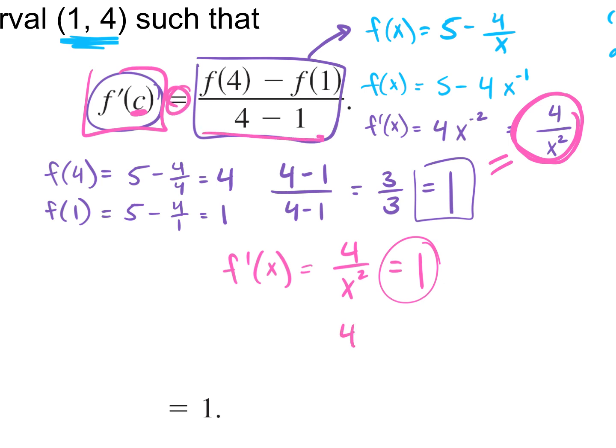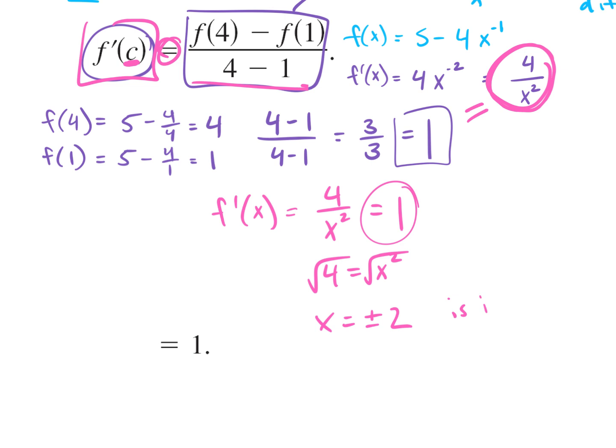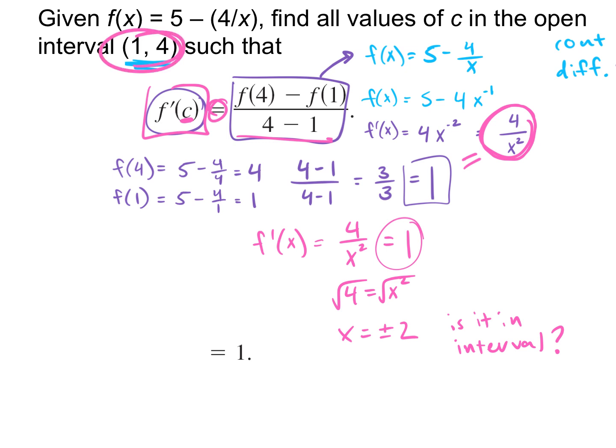So when we solve, we get 4 equals x squared. Take the square root. So what does x equal? Plus or minus 2, but we always need to ask, is it in the interval? Are positive 2 and negative 2 in the interval? Which one's not in the interval? Negative 2, because we're looking at the interval from 1 to 4. So negative 2 is not in the interval, so it's just x equals positive 2.